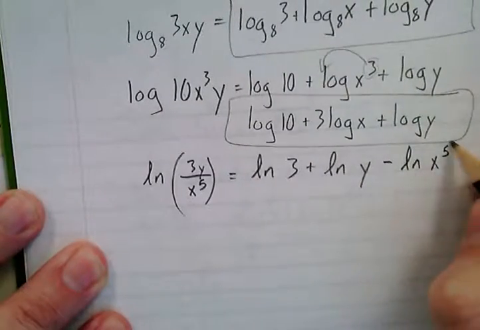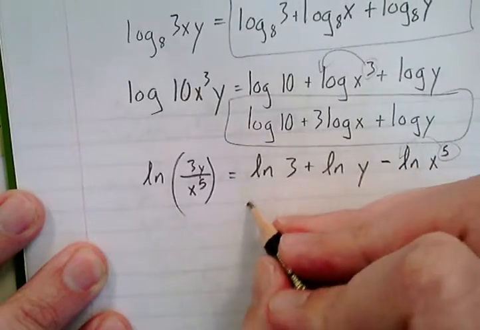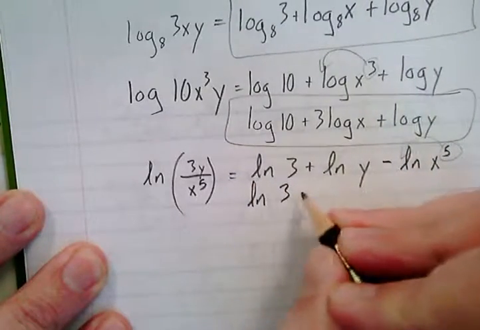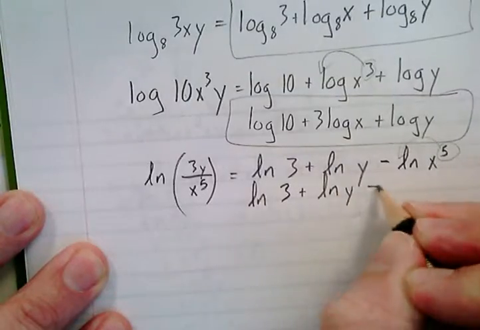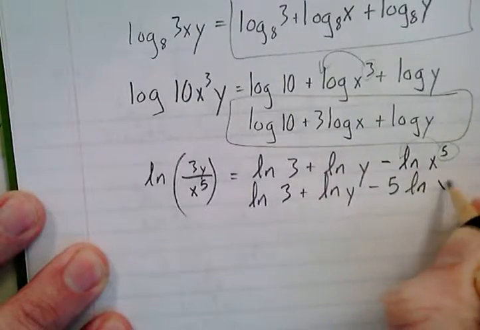And using the power property, I can move that exponent out front. So my answer becomes the natural log of 3 plus the natural log of y minus 5 times the natural log of x.